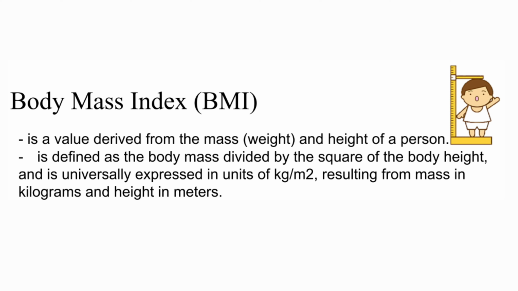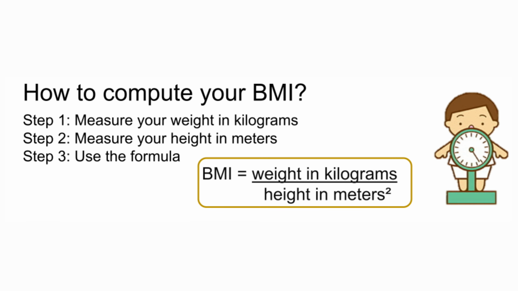What is body mass index? Body mass index, or BMI, is a value derived from the mass or weight and height of a person. It is defined as the body mass divided by the square of the body height and is universally expressed in units of kilograms over meters squared, resulting from mass in kilograms and height in meters. How to compute your BMI?